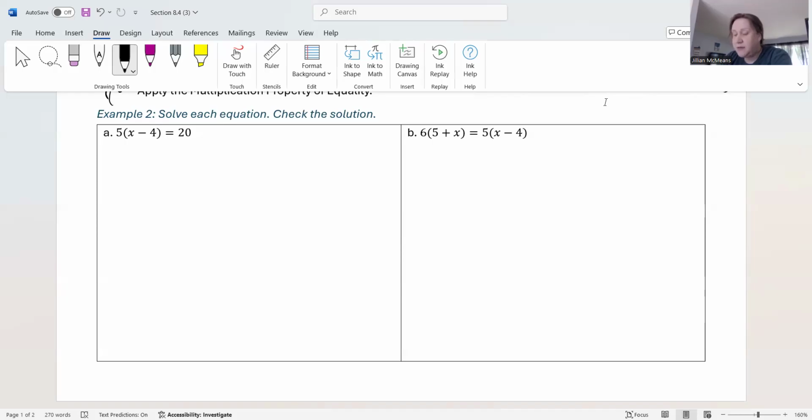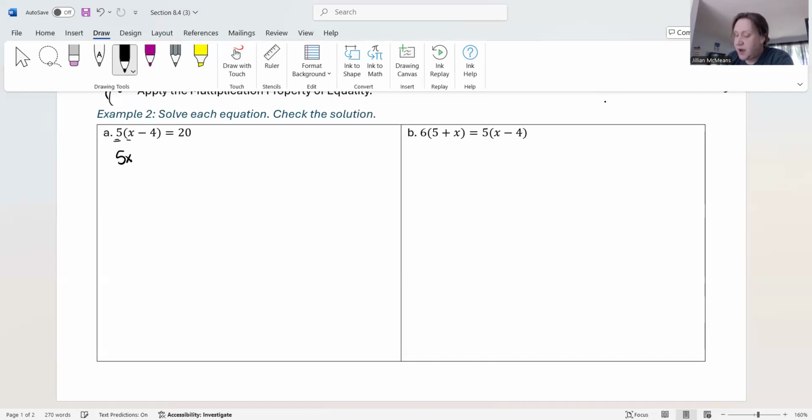Now part A, we have 5 times in parentheses x minus 4 equals 20. Well, we have parentheses, and the first thing we want to do is get rid of parentheses, okay? Don't worry about any kind of simplifying. Get rid of your parentheses first, okay? So I need to take this 5 right here and multiply it by the x and then again by the negative 4. So 5 times x, I literally just write them side by side. 5 times x is 5 with an x beside it.